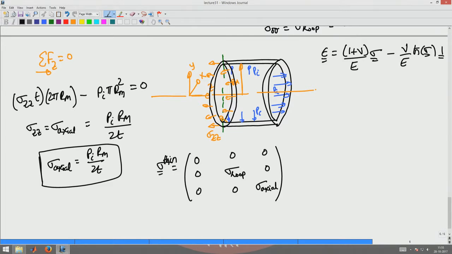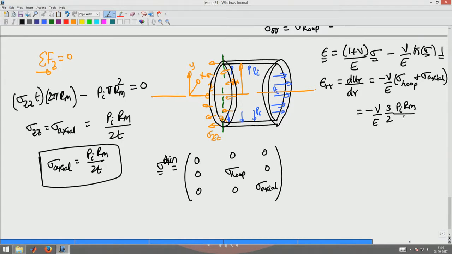Now, for this you will find that epsilon RR, the radial component of the strain, which we found in the previous lecture, is related to the displacement by dur by dr. From the constitutive relation you will find that it is minus mu by E times sigma hoop plus sigma axial. So, this is minus mu by E into 3 by 2 pi Rm by T.